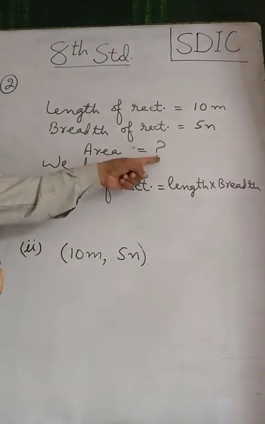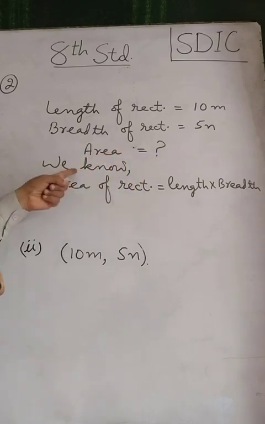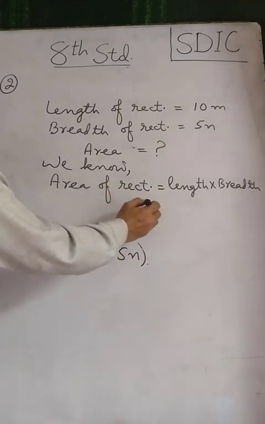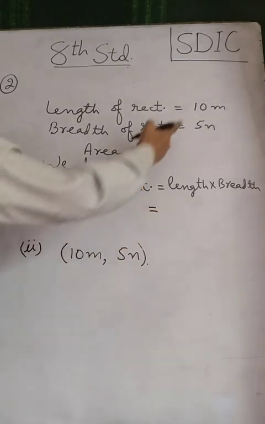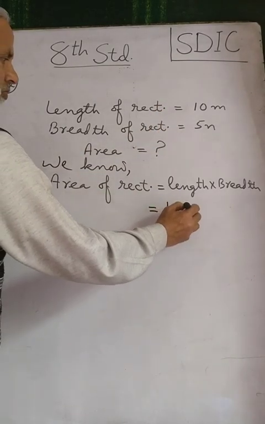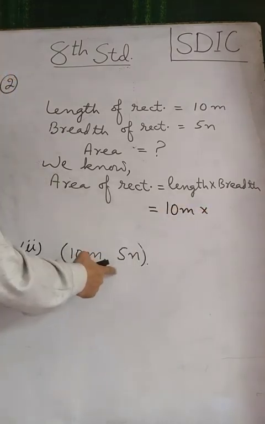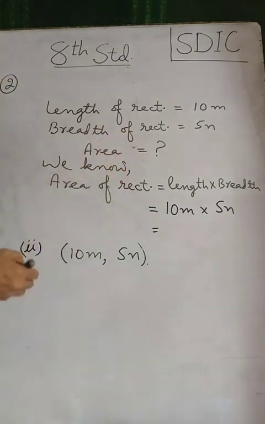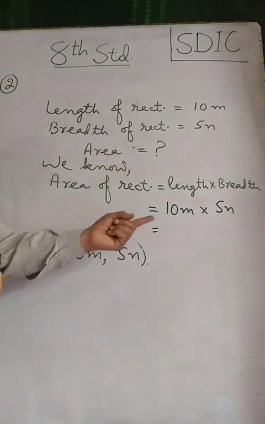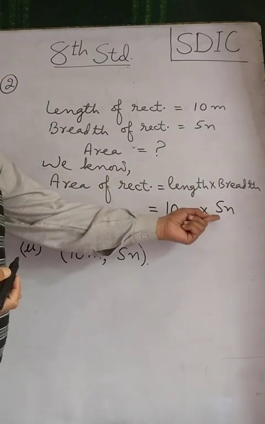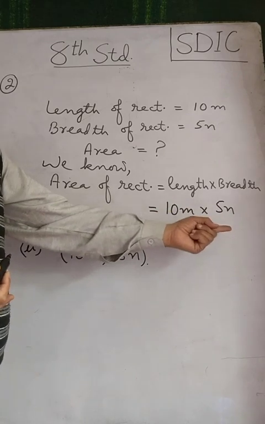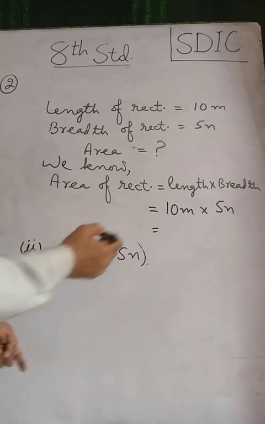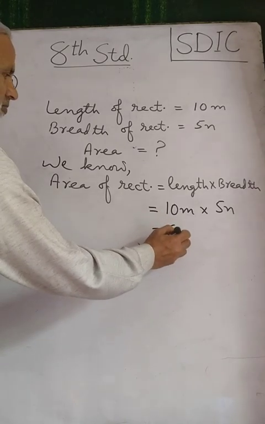Area we have to find, so question mark is there. And then we use the formula. Area of rectangle is length into breadth. Use the values of length and breadth. For length we'll write 10 m. It is multiplied by, for breadth we'll write 5 n. Then multiply them. Same rule: we have to multiply coefficient by coefficient, variable part by variable part. When you multiply coefficients, 10 you have to multiply by 5. It will be 10 5s are 50.